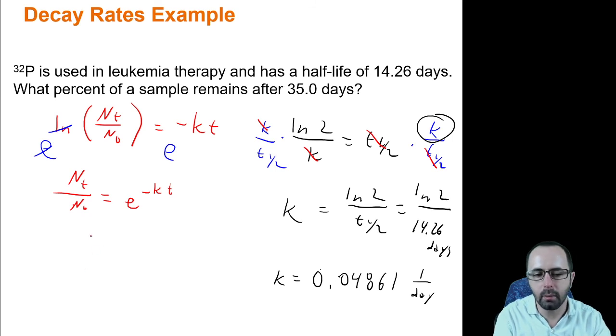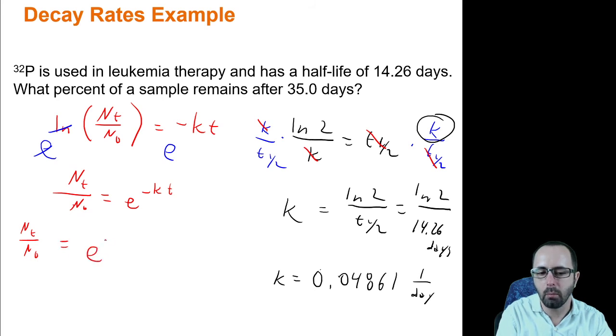So now I can plug this into here, so I'll get Nt over N0 equals e to the minus, and my k is 0.04861, 1 over days, times the time that passed, which is 35 days.